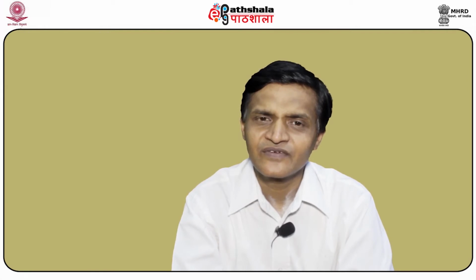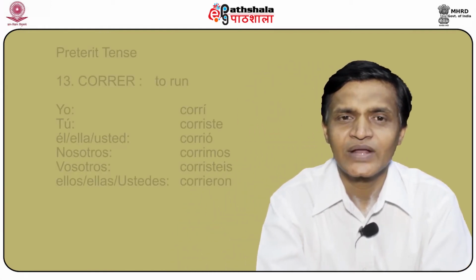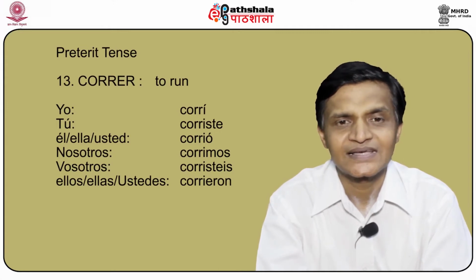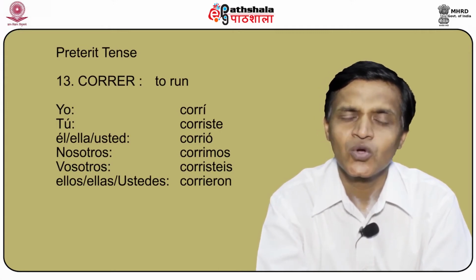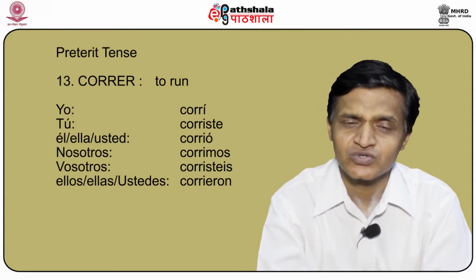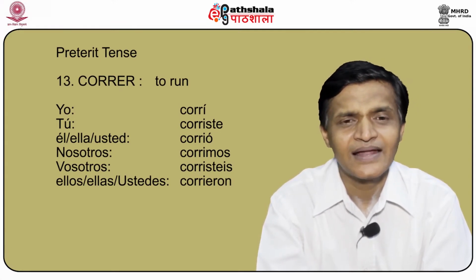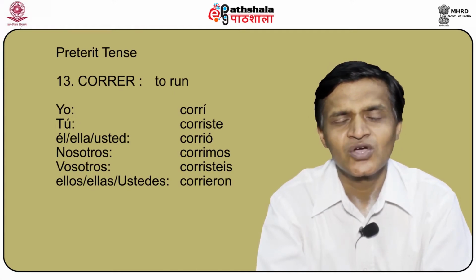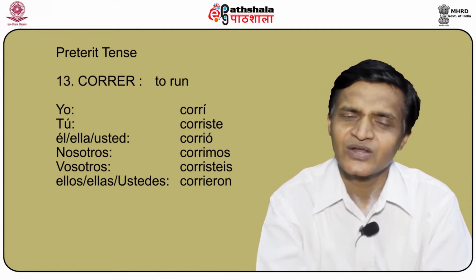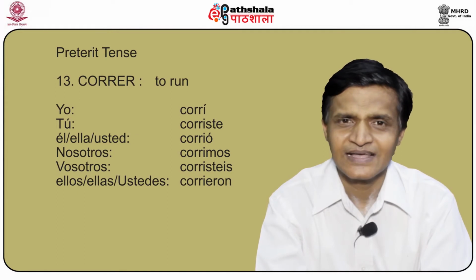Again, another verb that we have done before in the present tense is correr, to run. Yo corrí, tú corriste, él, ella, usted corrió, nosotros corrimos, vosotros o vosotras corristeis, and ellos, ellas and ustedes corrieron. Corrí, corriste, corrió, corrimos, corristeis and corrieron. It's as simple as that.